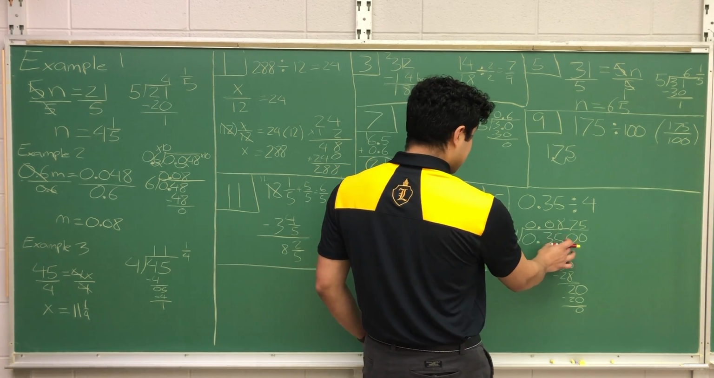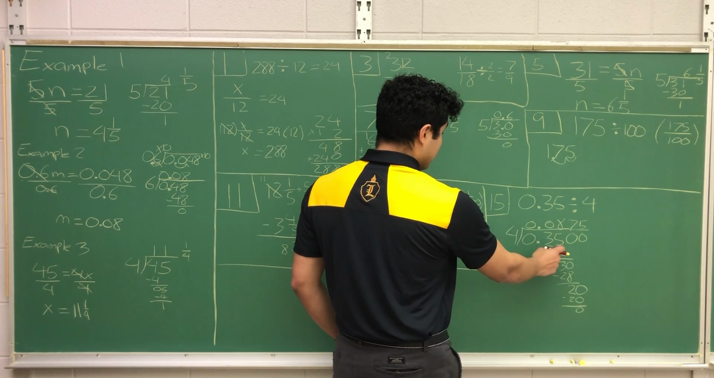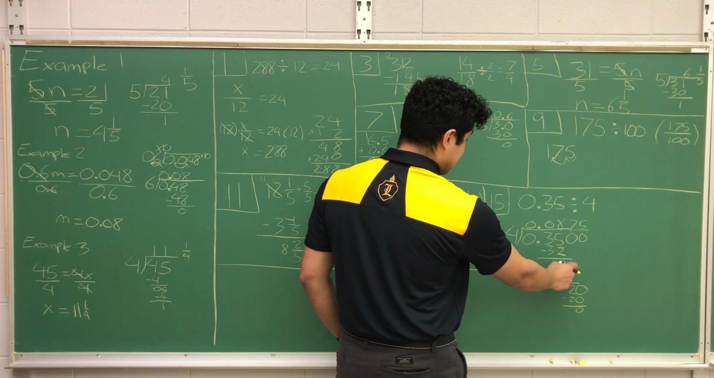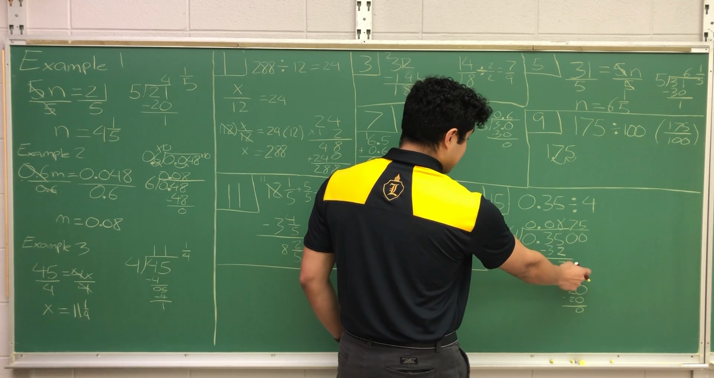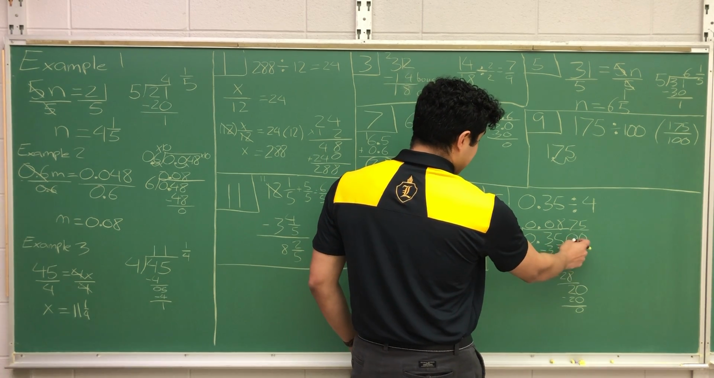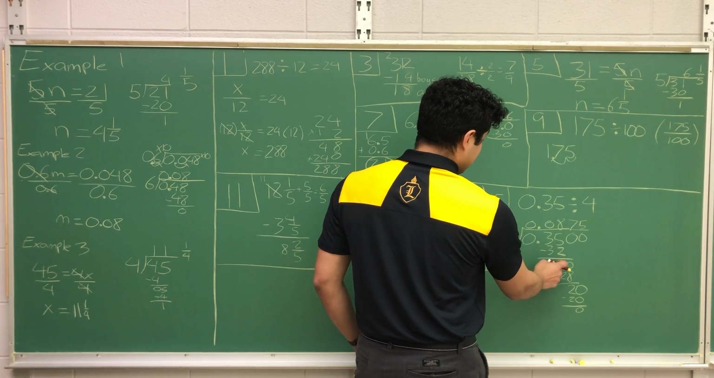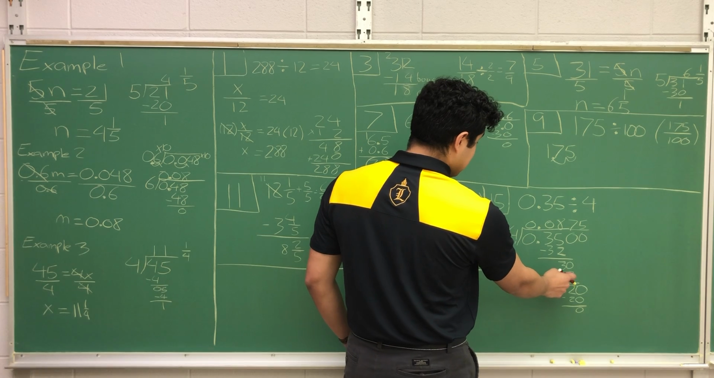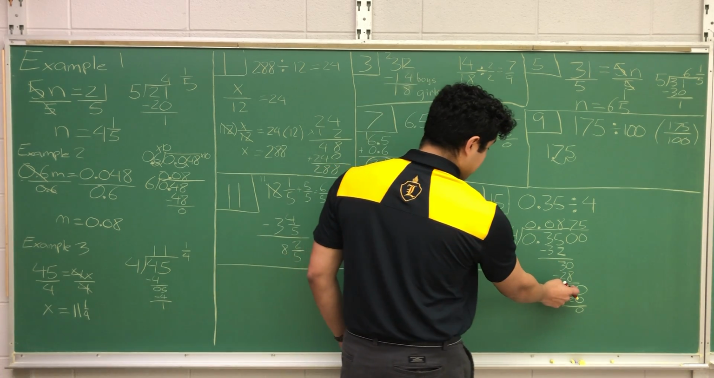4 goes into 35 8 times. So 8 times 4 is 32. 35 minus 32 is 3. So I subtract that, bring the 3 down, and then bring my 0 down. I add a 0, bring down the 0. 4 goes into 30 7 times evenly. So 7 times 4 is 28. Then I subtract 28 from 30, which gives me 2.